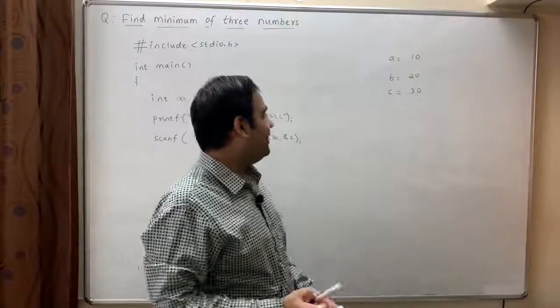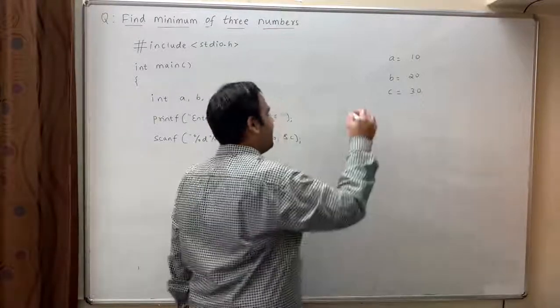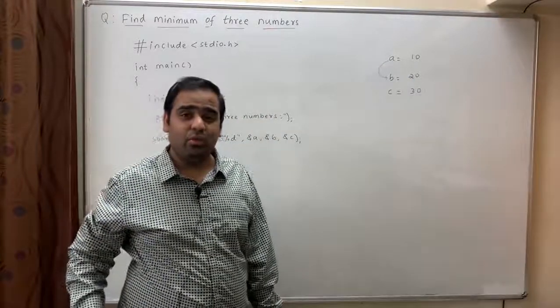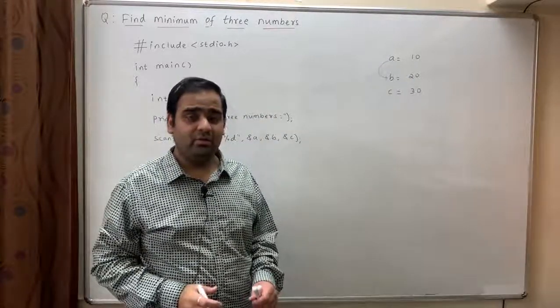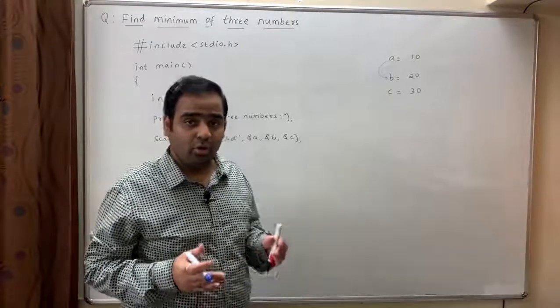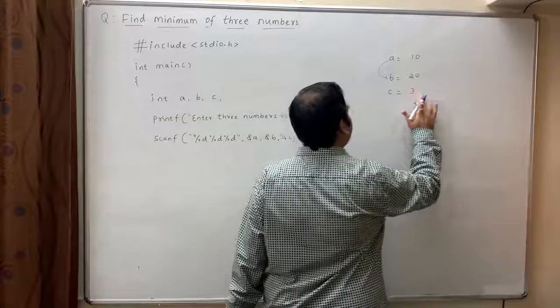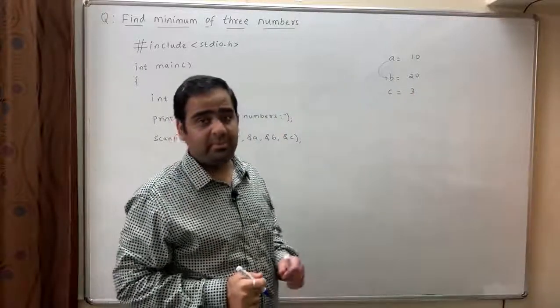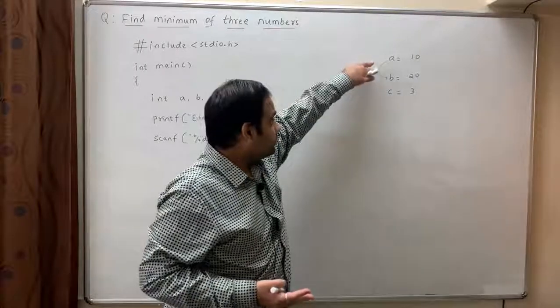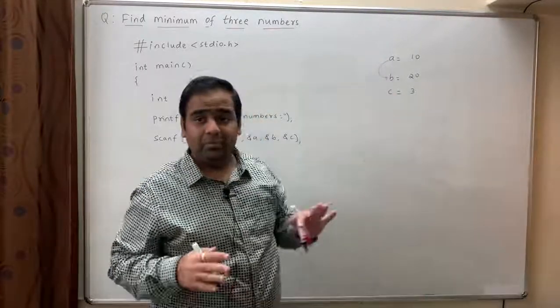Now how do we know that A is minimum? The value of A should be less than B. Now is this the only case? Can I only conclude that if the value of A is less than B, then A is minimum? No. Why? Because the value of C might be 3. Now what is minimum? Minimum is C, which is 3. Even though A is less than B, A is not minimum.